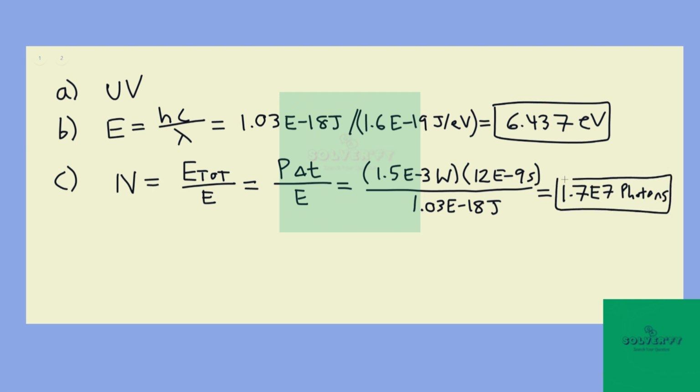And you can confirm for yourself that these units will work out. We have joules per second times second. Joules divided by joules gives us no SI units. It's just units of photons.